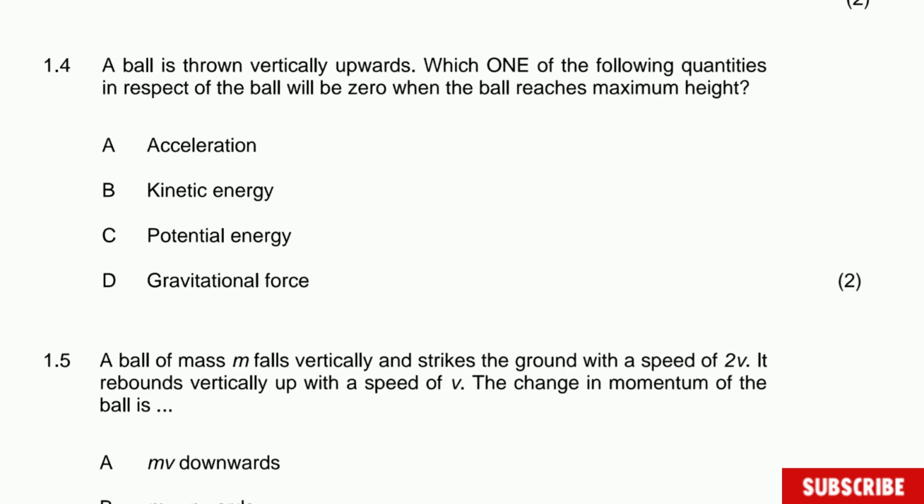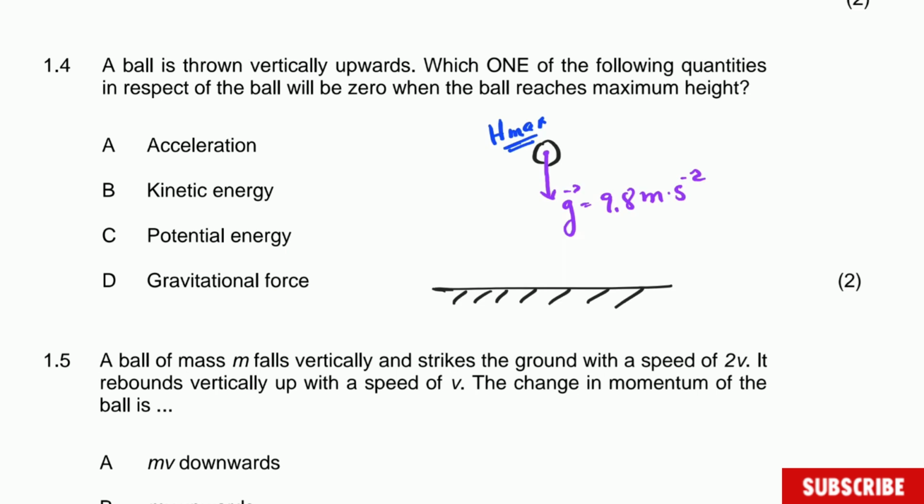Question 1.4. A ball is thrown vertically upward. Which one of the following quantities in respect to the ball will be zero when the ball reaches the maximum height? Now, remember when the object reaches the maximum height, we're talking about projectile. The acceleration is never going to be zero. It's always going to be there. So at the maximum height, the acceleration is going to be 9.8.